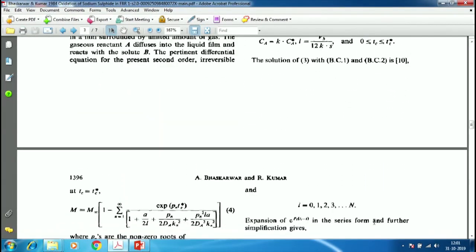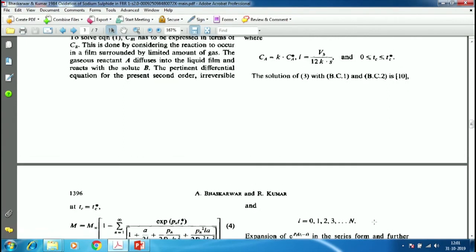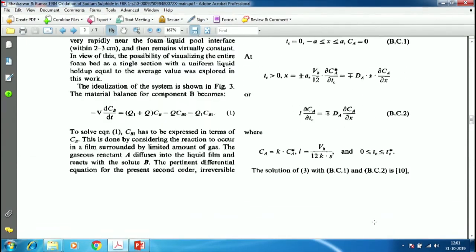I could have written alternatively this condition at x equal to plus a, and at x equal to 0 I could have said symmetry means dou Ca by dou x equal to 0. It is identical equivalent way of describing it. Okay. Now, we should be able to attempt solution of this problem provided we overcome one more constraint. This is a gas phase concentration. On the right hand side we have liquid phase concentration. Unless we can convert this into liquid phase concentration, we can't possibly solve the problem.